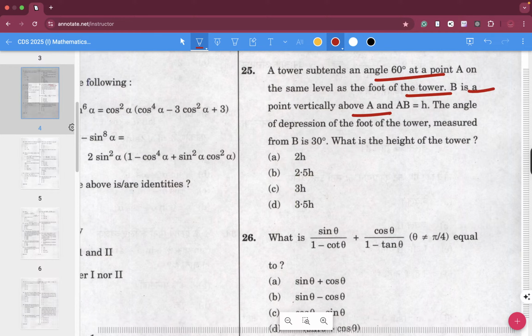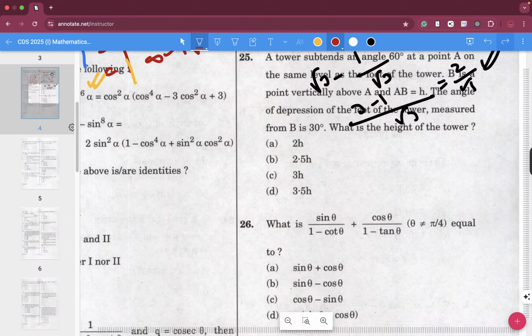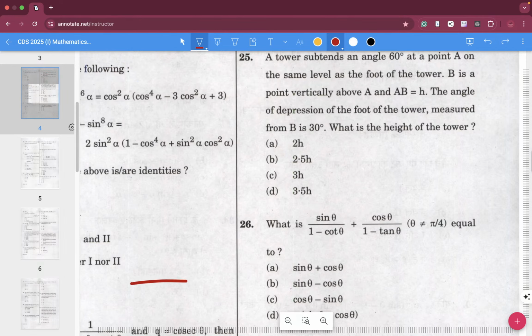B is a point vertically above A and AB is equal to H. The angle of depression of the foot of the tower measured from B is 30 degrees, right? Okay, you have a tower over here, let's say, I'm writing it like that. Okay, this is your tower.